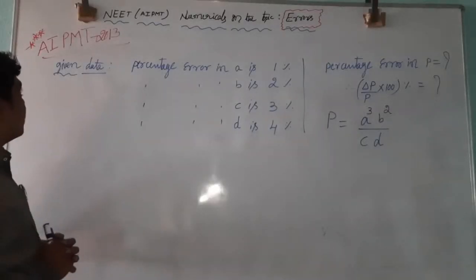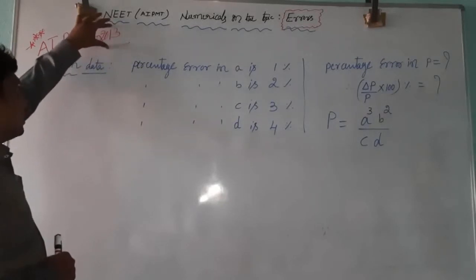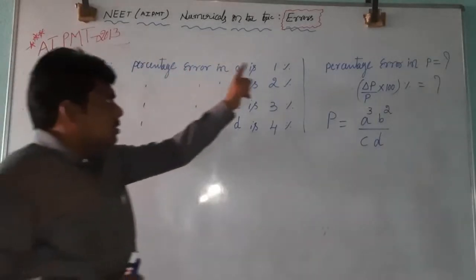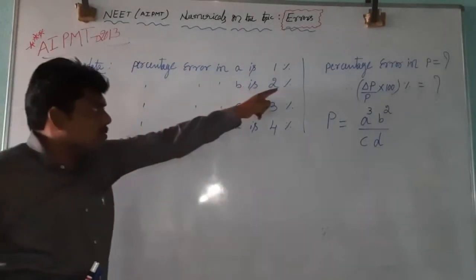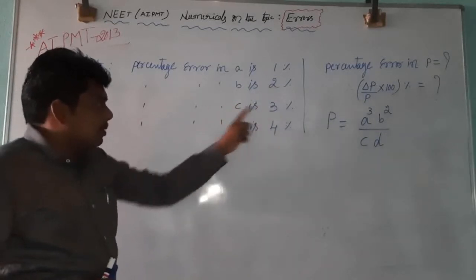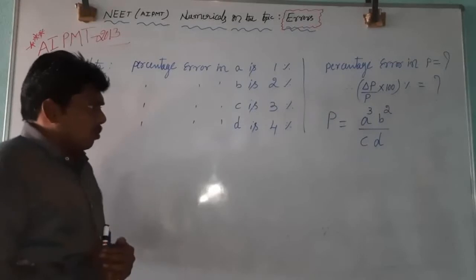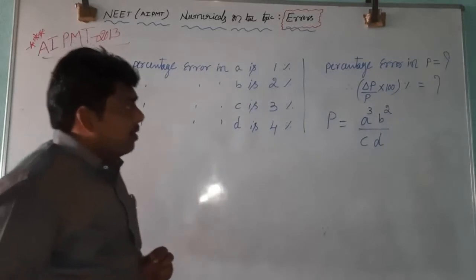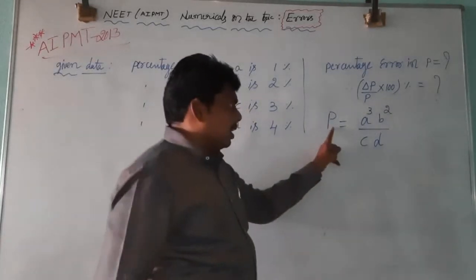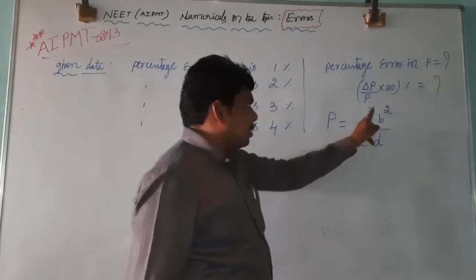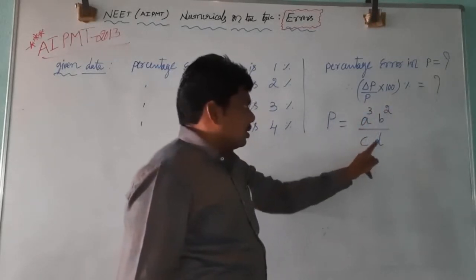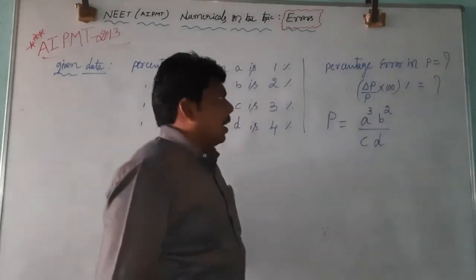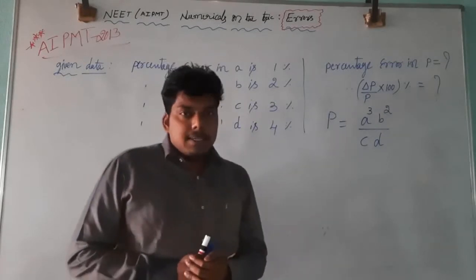This question is from the AIPMT, academic year 2013. What is the question? Percentage error in A is 1%, percentage error in B is 2%, percentage error in C is 3%, percentage error in D is 4%. A, B, C, D are physical quantities. They are related with P, a different physical quantity, given by P equals A to the power 3, B to the power 2, C, D. What you have to calculate is the percentage error in P, that is delta P by P into 100%.